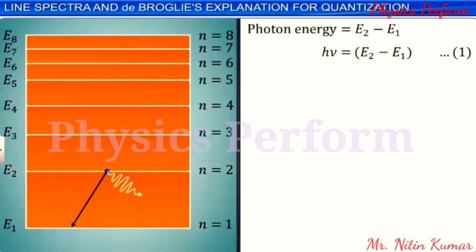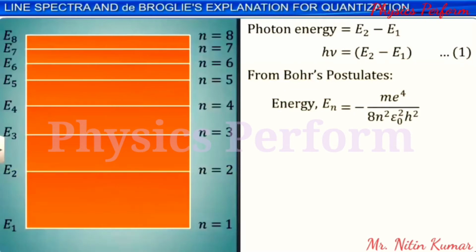We have seen from Bohr's postulates that the energy En of any level corresponding to a principal quantum number n is given as En equal to minus m e to the power 4 by 8 n square epsilon naught square h square. Now using the result of equation 2 for n1, the energy E1 is equal to minus m e power 4 by 8 n1 square epsilon naught square h square. Let this be equation 3.